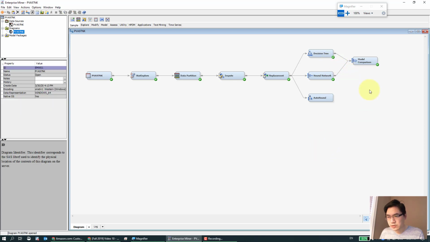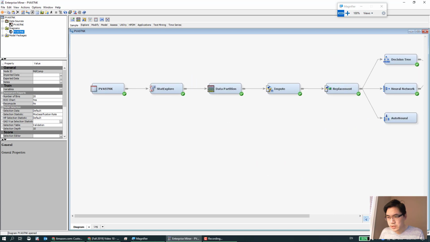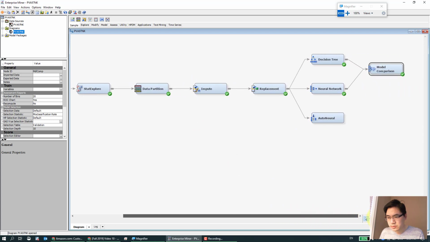So what do I do after I have compared the models and have chosen the best model? The best model will come out of this model comparison node. So I should follow the scoring node after the model comparison node. So here, let me zoom in to make it larger here.